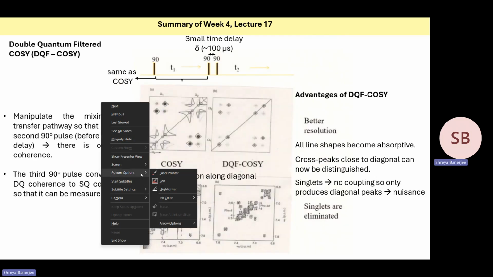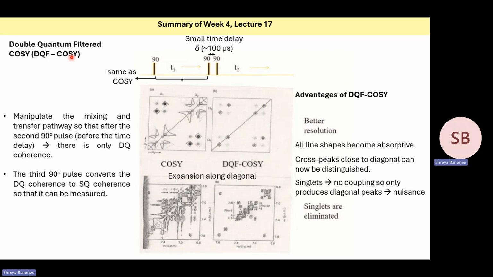Now there is a special kind of COSY called double quantum filtered COSY, or DQF COSY. In this, the initial pulse sequence is the same as COSY. You have a 90-degree pulse, then a time t1 for evolution, then another 90-degree pulse. Up to this, it is the same as COSY. But the difference is that a small time delay delta of around 100 microseconds is given, and then a third 90-degree pulse is given, and then t2 is as normal. So this is where the difference is.